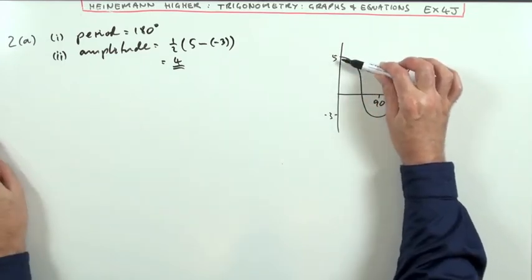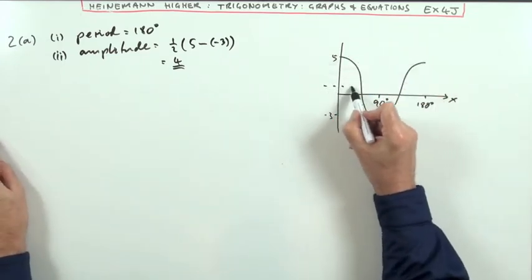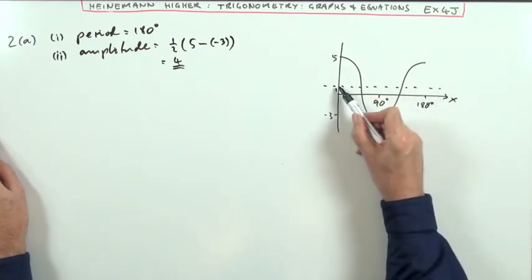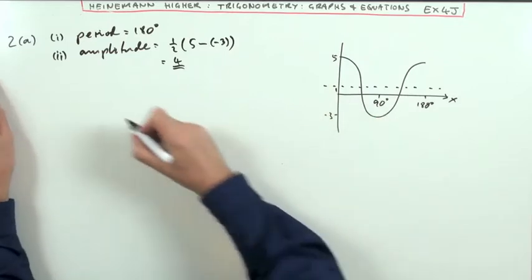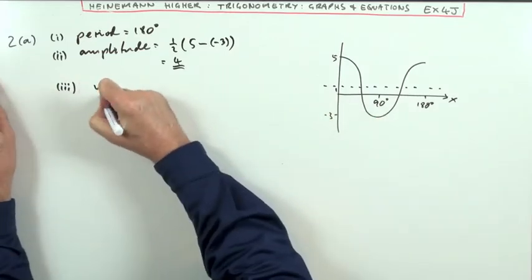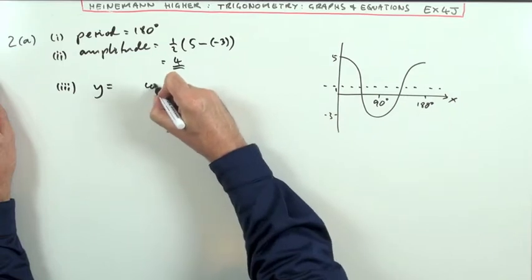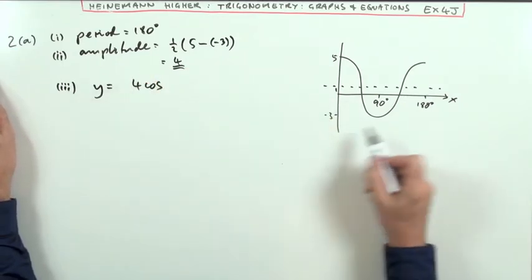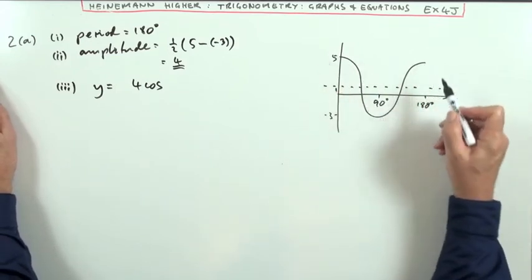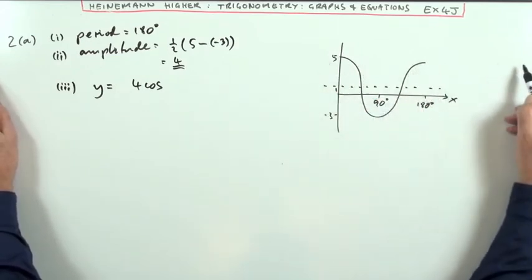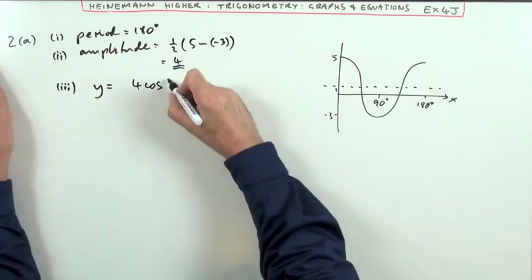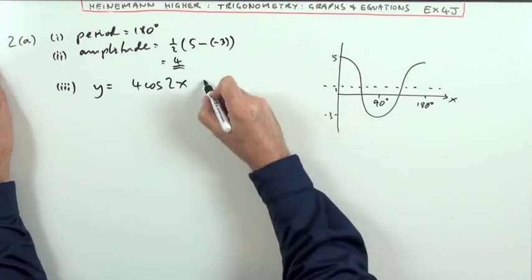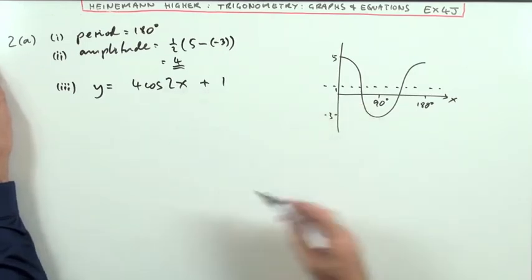And it's not asked for this part, but by reaching 5, that means it's actually oscillating about a line that's been shifted up 1, and it's going up 4 and down 4 from that. So the function would be this. It's a cos, because it starts at the top. It's got an amplitude of 4, so it's 4 cos. Its period is 180, so its frequency must be 2. There'd be 2 wavelengths by 360, so it's 4 cos 2x. And then finally it's been shifted up 1. So that would be the first one.